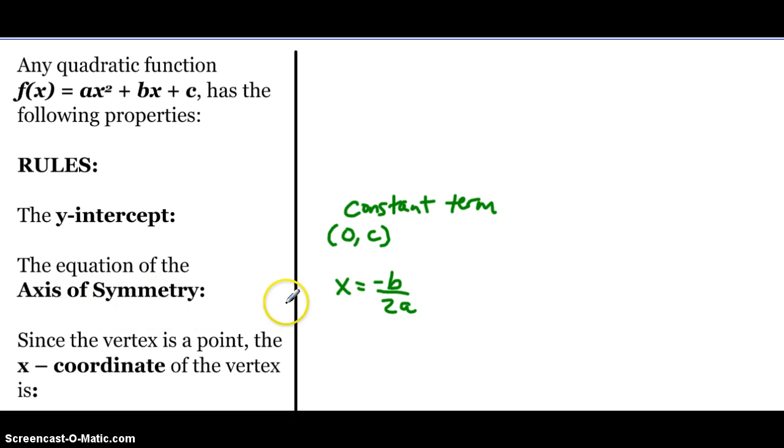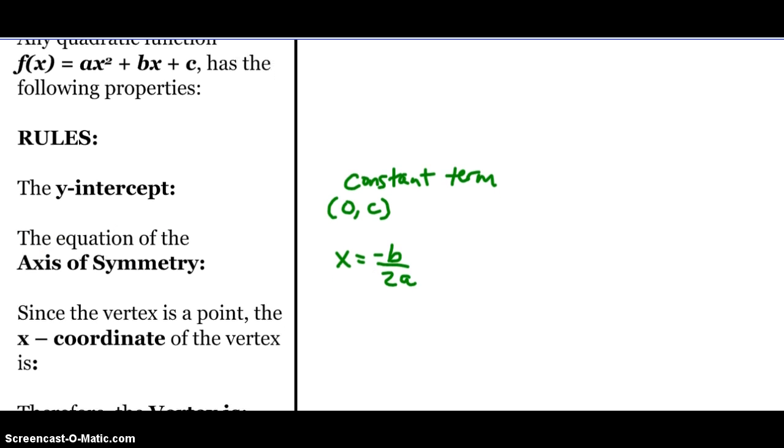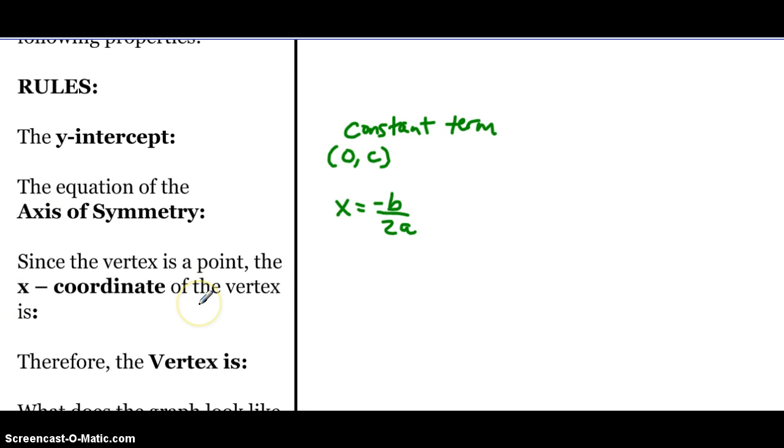And we'll be talking more about where that comes from when we talk about the quadratic formula. And since the vertex is a point, then the x-coordinate of the vertex is -b over 2a. And therefore the vertex would be -b over 2a, and the value of the function at -b over 2a. So once you know the x value of the vertex, remember you can always substitute that into the equation. So this is just that function notation. So we substitute in the x value into the function to find the y value.